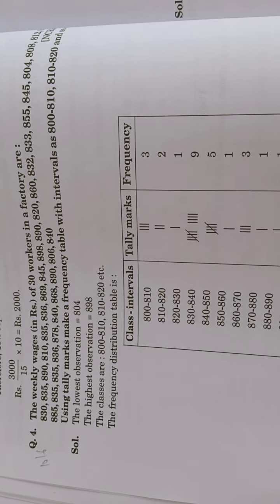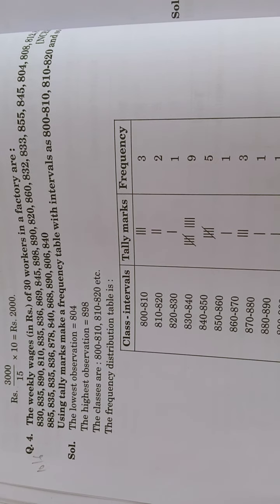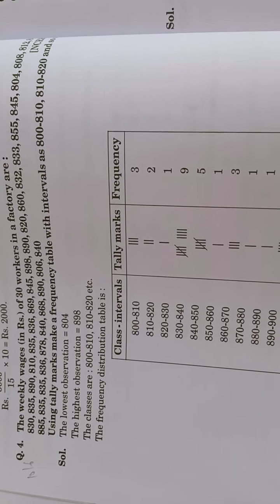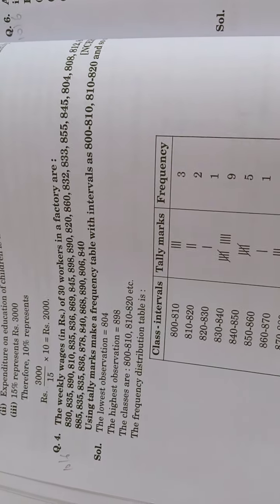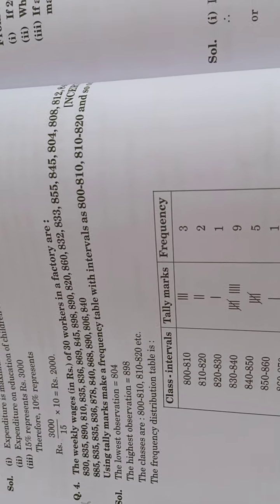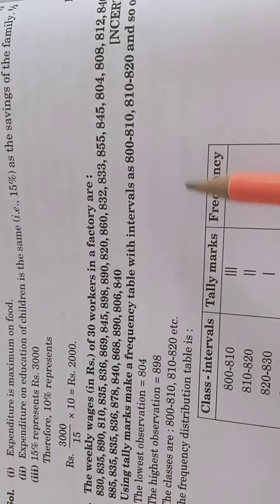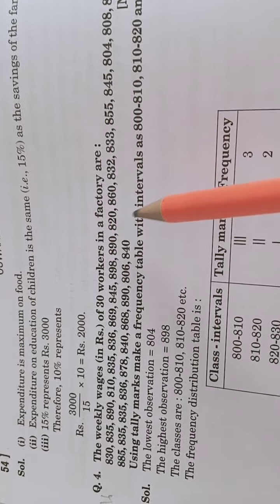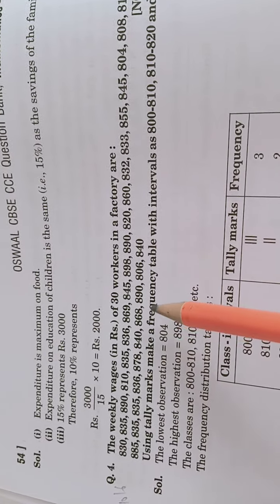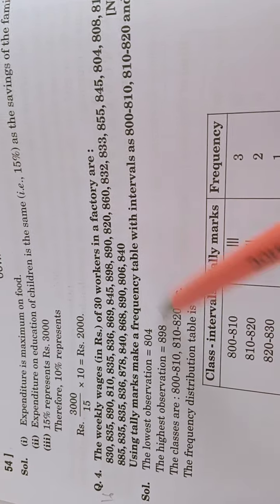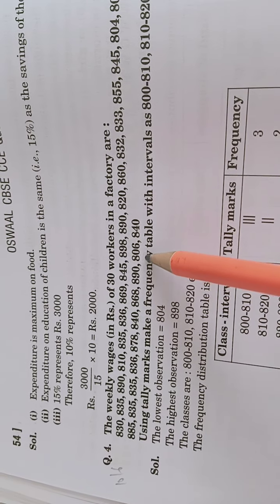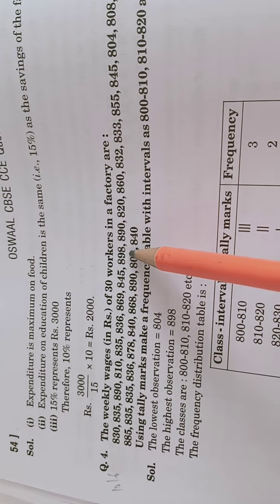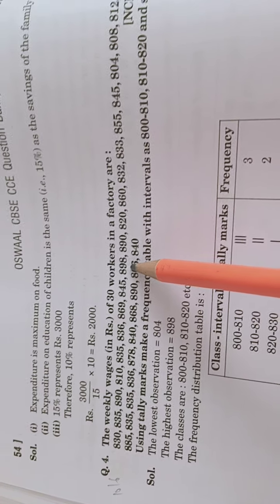Using the tally marks, make the frequency distribution table with the intervals 800 to 810, 810 to 820, meaning they are making a difference of 10 each time. Then what will be after 820? 820 to 830, 830 to 840, 840 to 850, and in this way. Till where do you have to take the intervals? Up to the interval where you get the highest number. The highest number may be 890, or it may be more, like 898, then you have to take classes up to 900.